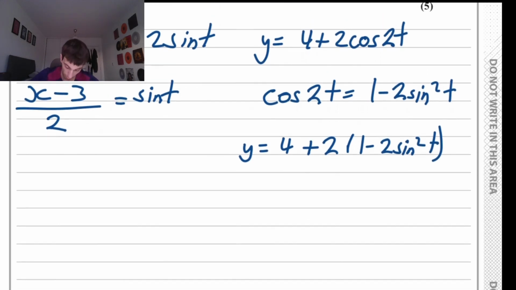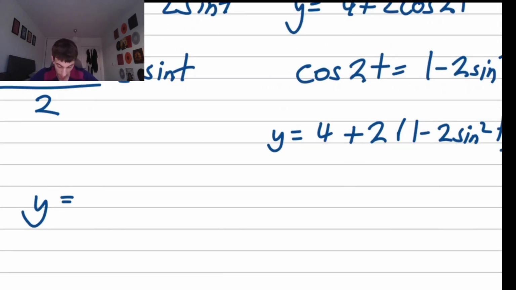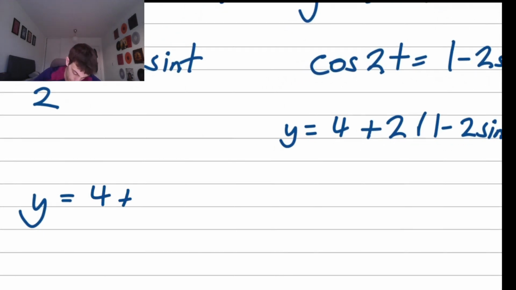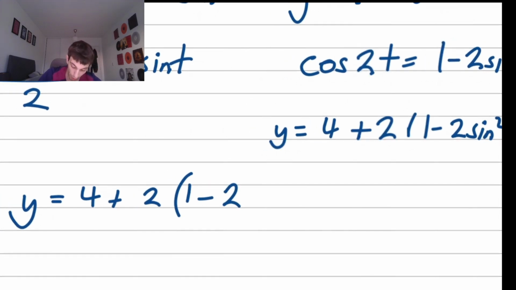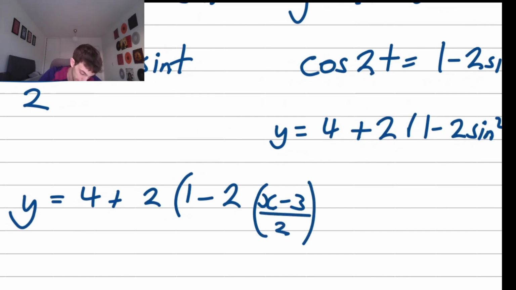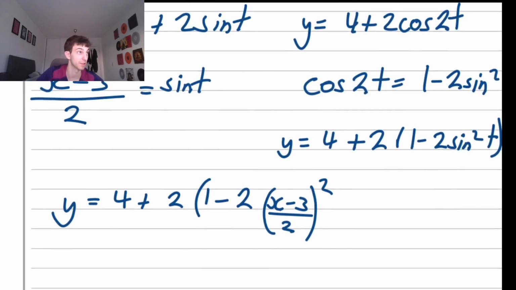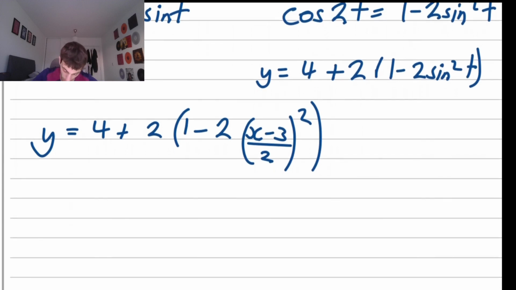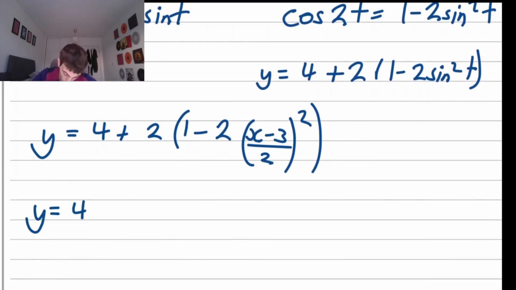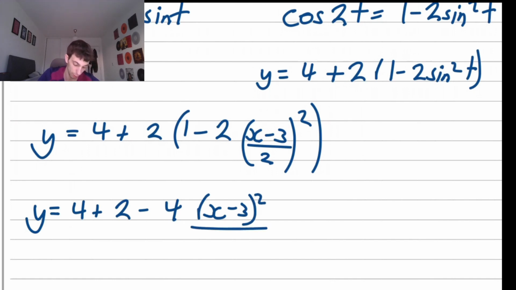So this is perfect. Rewriting our y parametric equation, we have that y equals 4 plus 2 times 1 minus, now instead of 2 times sine squared t, we have 2 times x minus 3 over 2 all squared, because that is sine t, as we found that sine t equals x minus 3 over 2. So that's perfect there. What can we do now? Well, let's expand out the brackets. So we have that y equals 4 plus 2 minus, so 2 times 2, that's going to be 4, minus 4 times x minus 3 squared on the numerator, and then 2 squared on the denominator will just be 4.